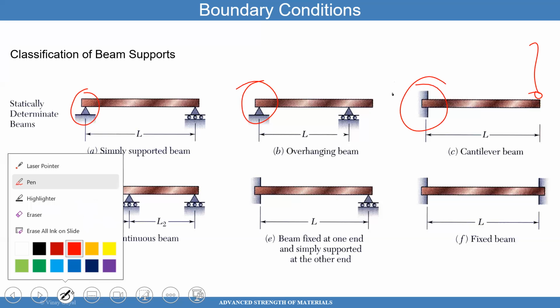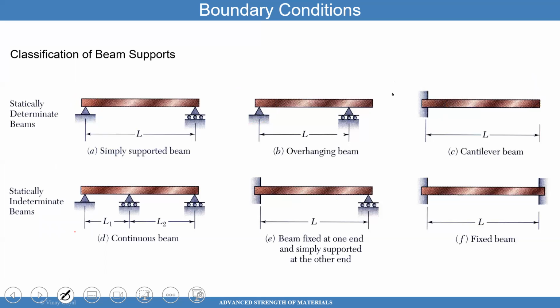Okay, so in the bottom, what you see are beams that are statically indeterminate. What statically indeterminate means is that you have more unknowns than equations from Newton's law. And that forces you to look at additional equations that come from compatibility. I'll give some examples on that.